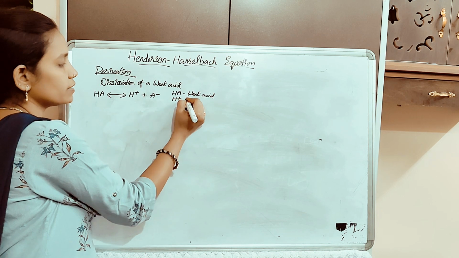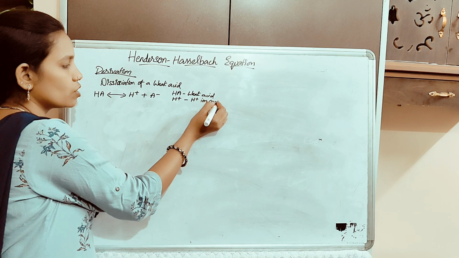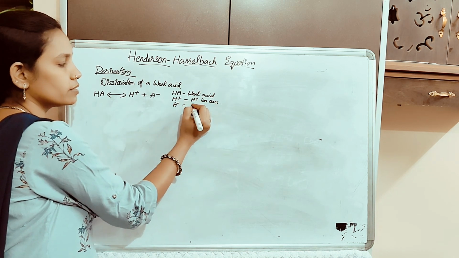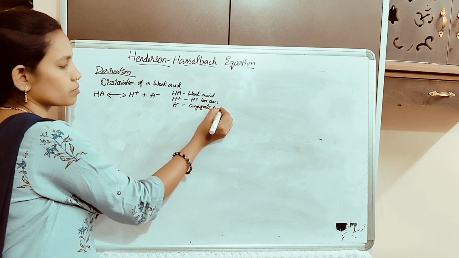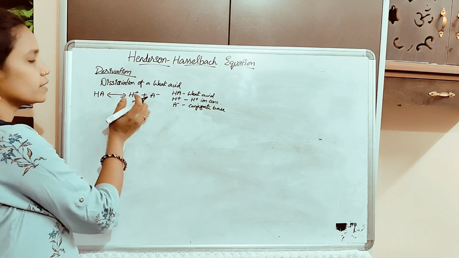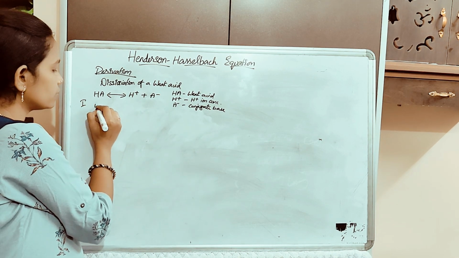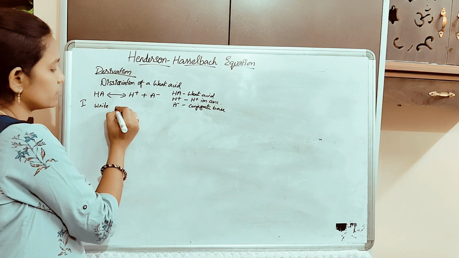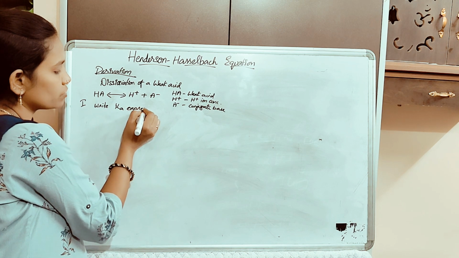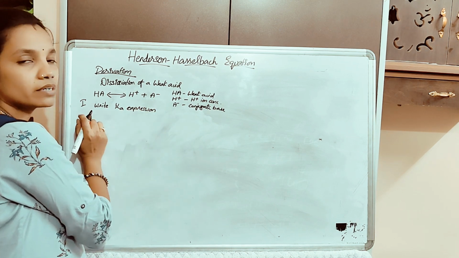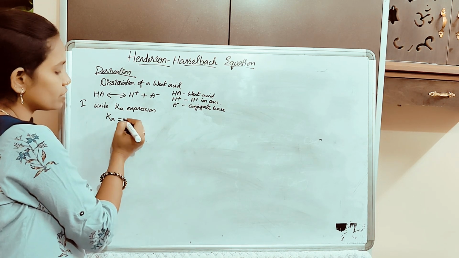And what is H plus? It is hydrogen ion concentration or protons. What is A minus? It is conjugate base. Right? Now let's see how the derivation goes forward. First, we have to write the Ka expression. What is the first step in derivation part? Writing the Ka expression. How to write the Ka expression? Let's recall.